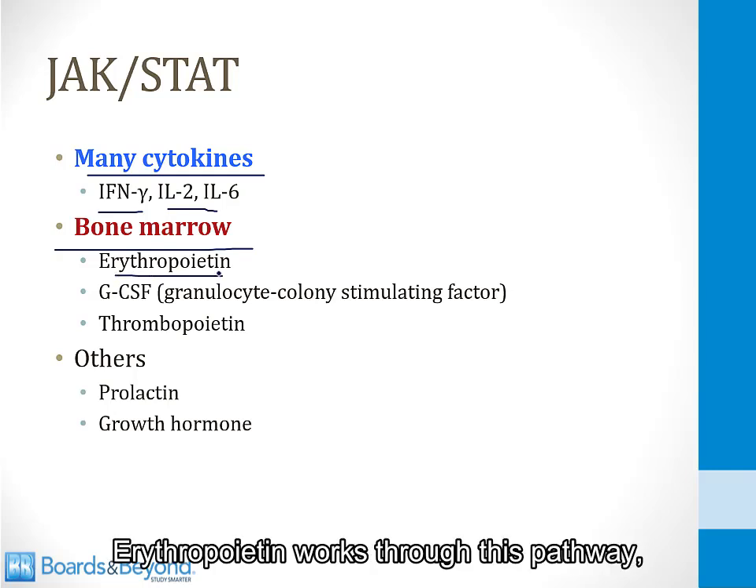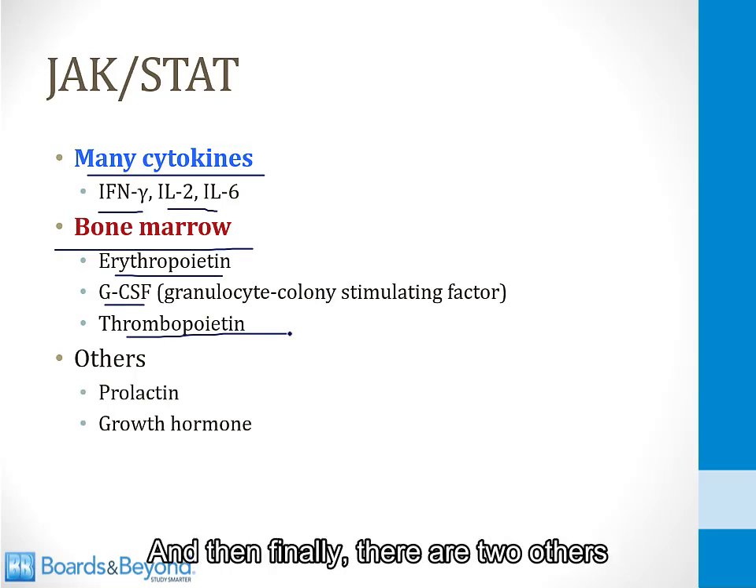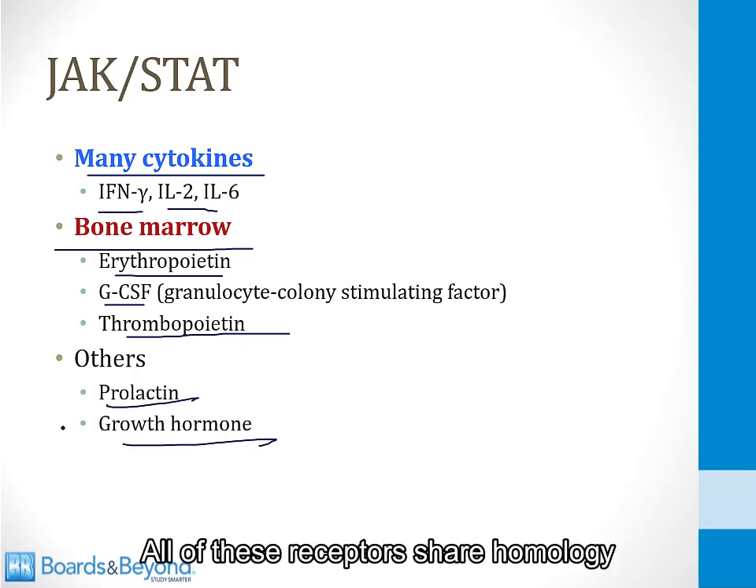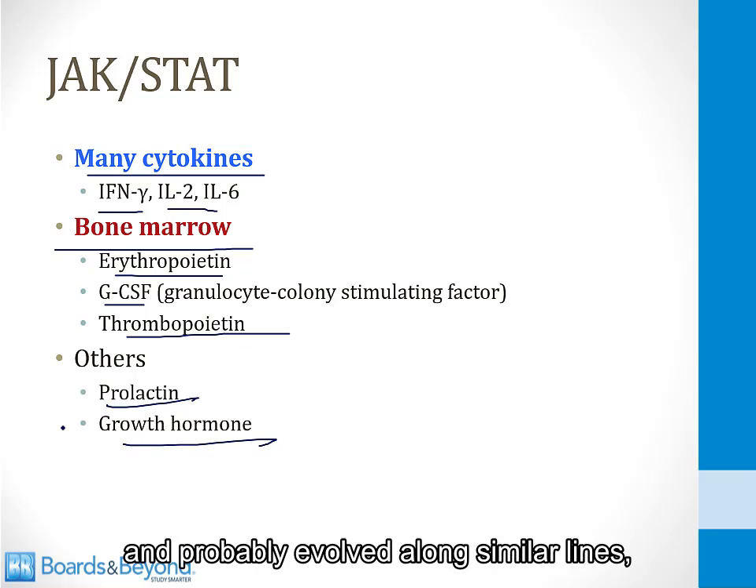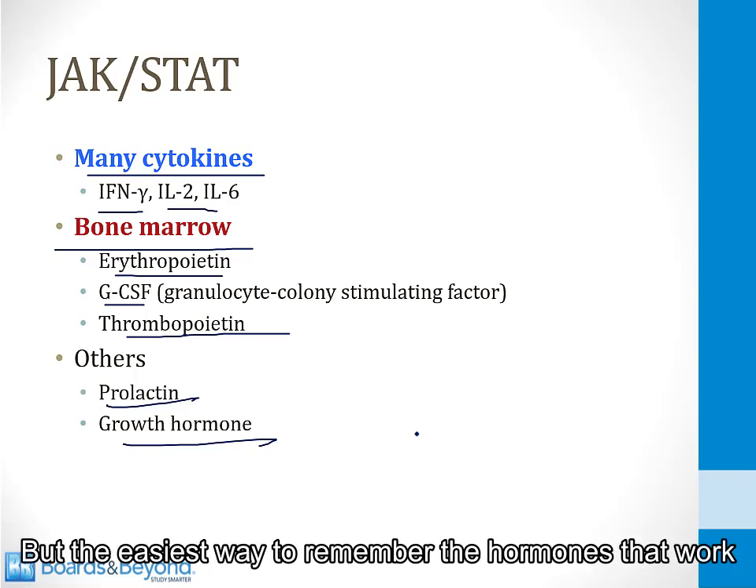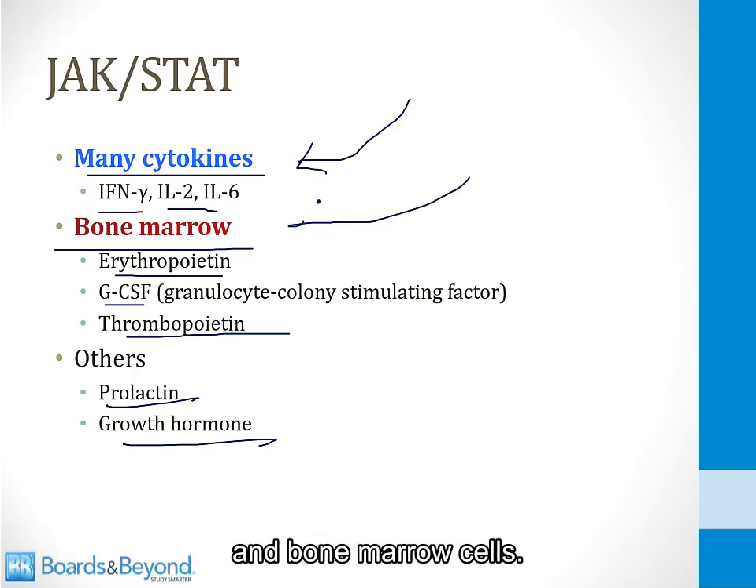Erythropoietin works through this pathway, GCSF does, as does thrombopoietin. And then finally, there are two others that are just different from the rest, prolactin and growth hormone. All of these receptors share homology and probably evolved along similar lines, but they're hard to remember because they come from many different systems. But the easiest way to remember the hormones that work through JAK-STAT is to just think of cytokines and bone marrow cells.